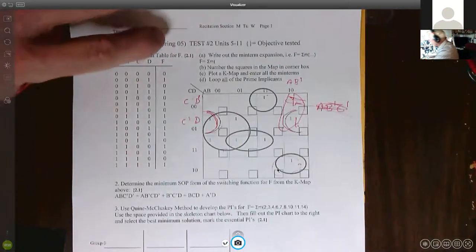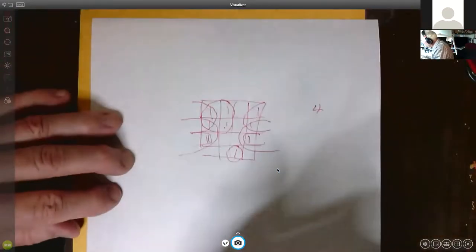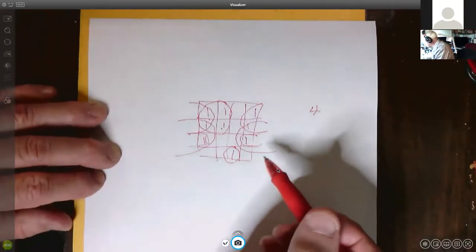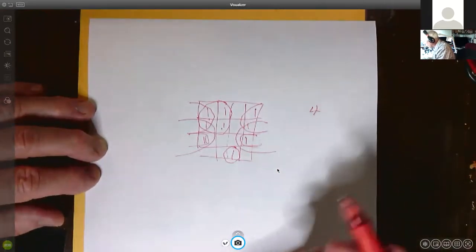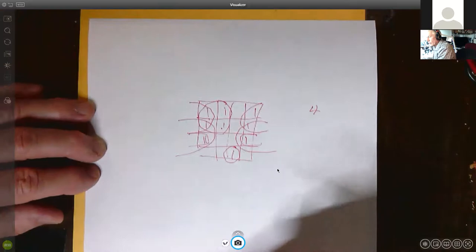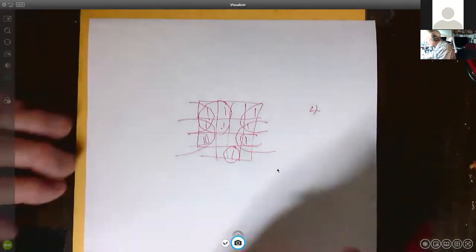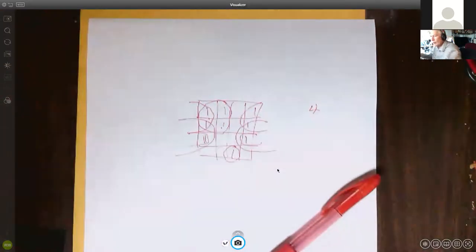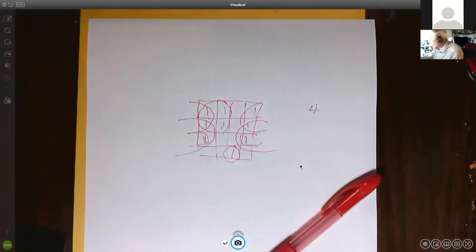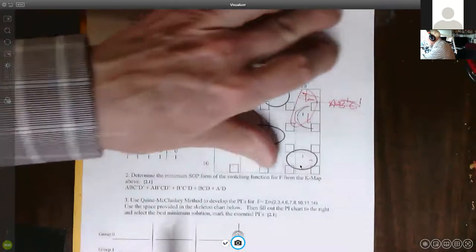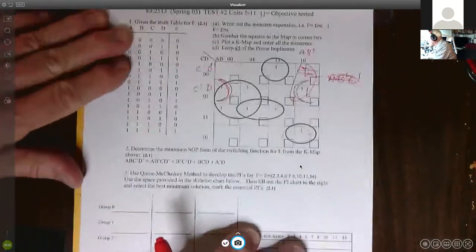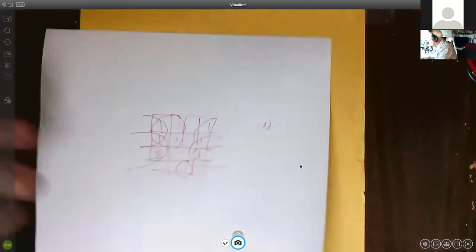Okay. So how about if we do this map? Are there any non-essentials on this? And the answer is the same. No, they're all essential there too. Sorry, does that mean all the prime implicants are always essential? No, not at all. There definitely are prime implicants that are non-essential.